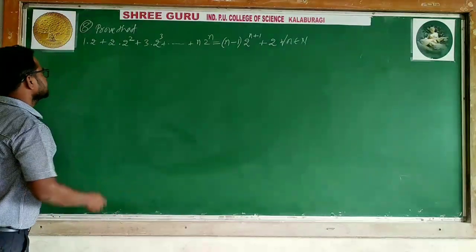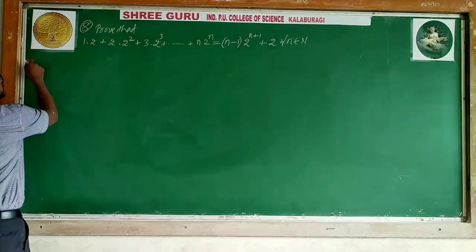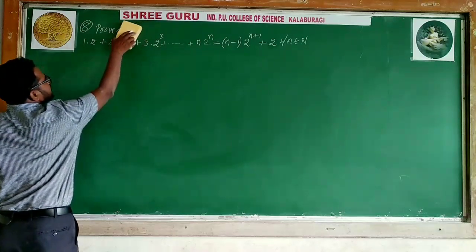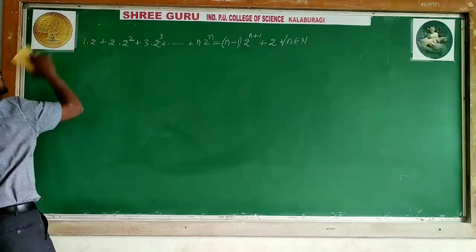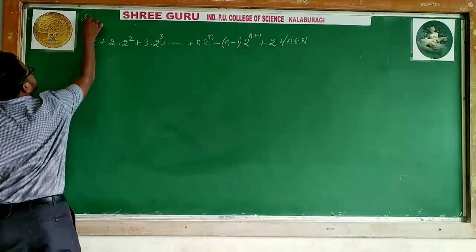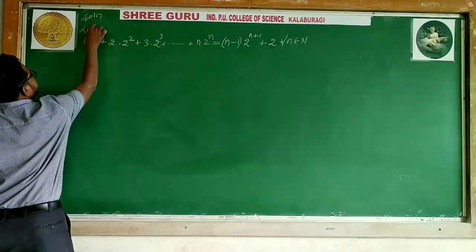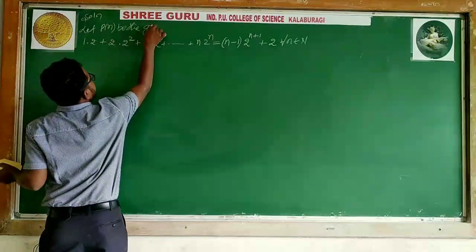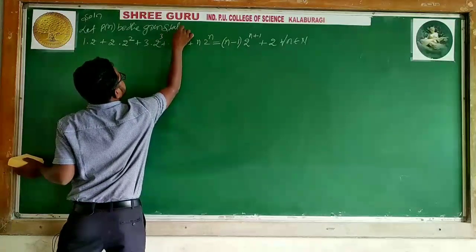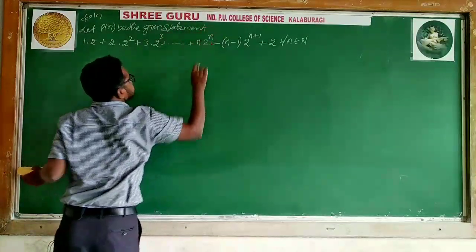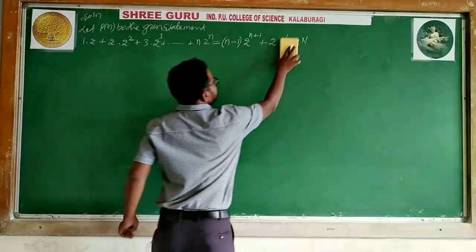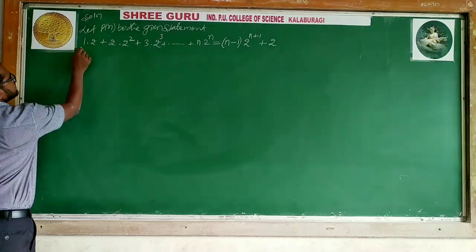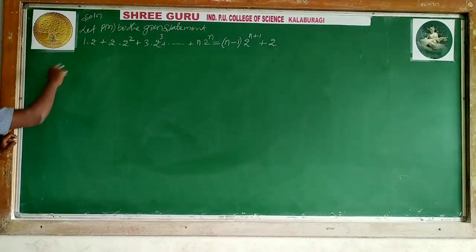Can I take it as usual? Solution. Let P of n be the given statement. It is true for all natural numbers. What is P of n? P of n is this. So P of 1 is the given statement.